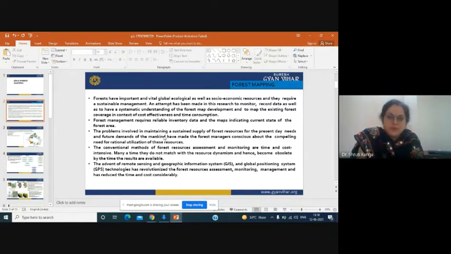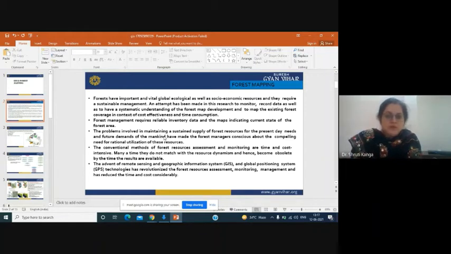What is forest mapping? Now, forests are an important and vital global ecological as well as socio-economic resource, and they require sustainable management. As we all know, in India many rural people are dependent for their sustainable livelihood on various kinds of forest activities. So that's how forests are an important and vital global ecological as well as socio-economic resource, and they definitely require sustainable management.